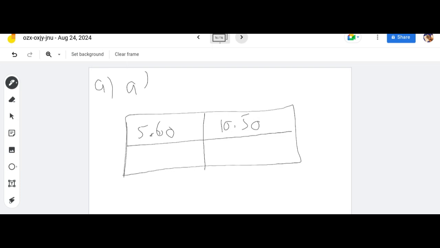5 meters. Yes, 5 meter. Very good. And for the 60 centimeter, that is... I'm confused. I don't know.